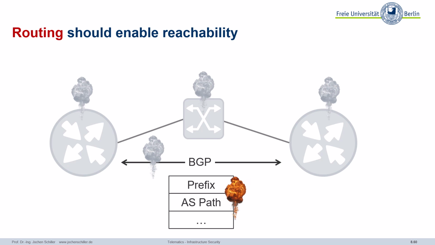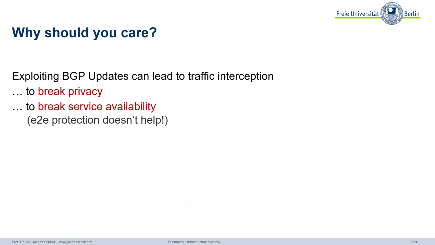So why should we care about the path? Well, the problem is if we tweak the updates in BGP, for example, we announce wrong paths, we can easily break service availability, because the path can lead to nowhere. If I claim that I know the perfect path to a big service, Amazon or YouTube, whatever, but I don't have it, and everyone redirects the traffic via my AS, well, the service is not available anymore. So any end-to-end protection can't help here.